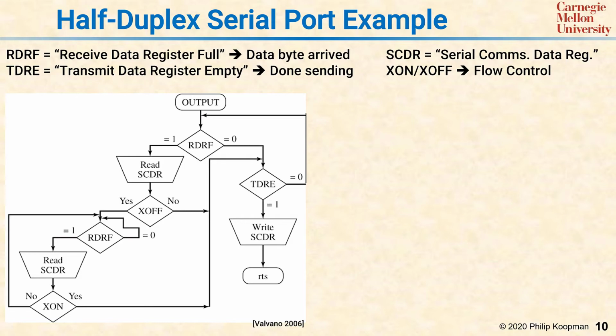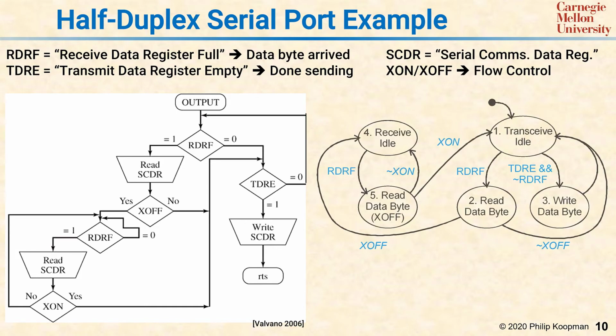The code on the left is a flowchart that, as far as I can tell, correctly implements X on and X off, but it took me a while to work through it and see what was really going on there. On the right is a state chart I created to try and correspond to what was going on in the software.